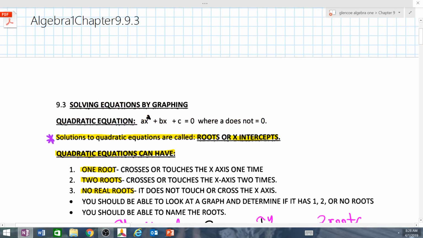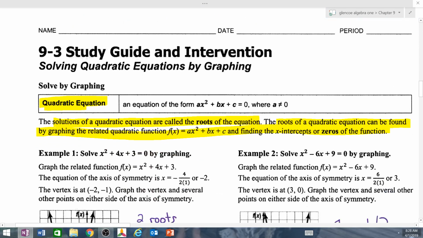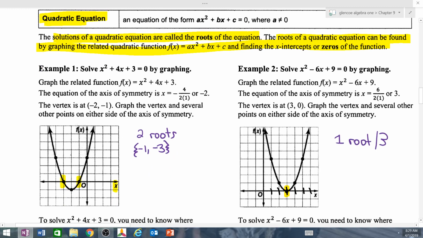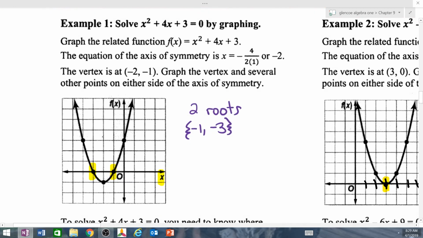All right. Let's go ahead and look at what we've got in our notes. So, the solutions of a quadratic equation, again, are called the roots of the equation. The roots of a quadratic equation can be found by graphing the related function and finding the x-intercepts or the roots. We also call them the zeros of the function, and they're called the zeros because y, the y coordinate, is equal to 0.